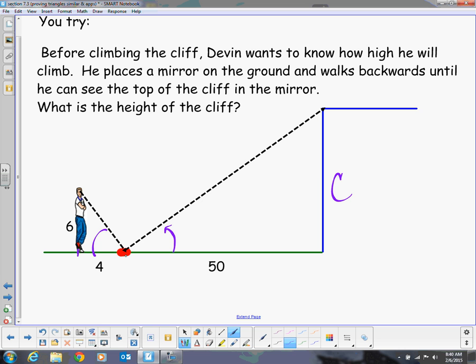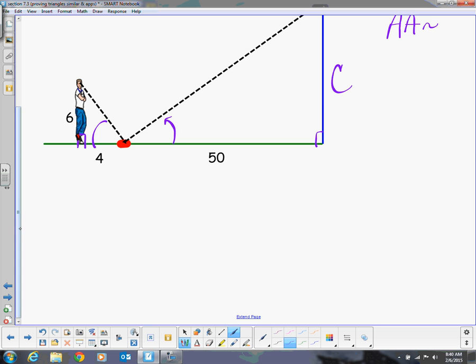So when he looks in this mirror, once he sees the cliff, this angle is congruent to that angle. On a pool table. Yes, the same angle. That's how some people can figure out where to hit it. This is a 90-degree angle. This is a 90-degree angle. Why are these triangles similar? Angle, angle. So do you want to do little to big or big to little? So we're going to do big to little.